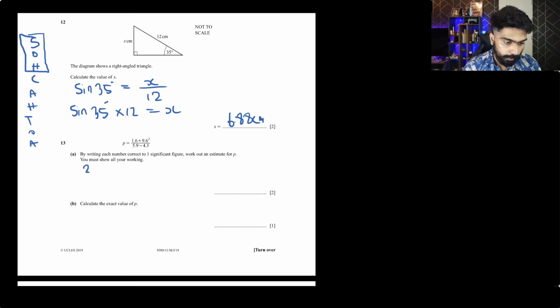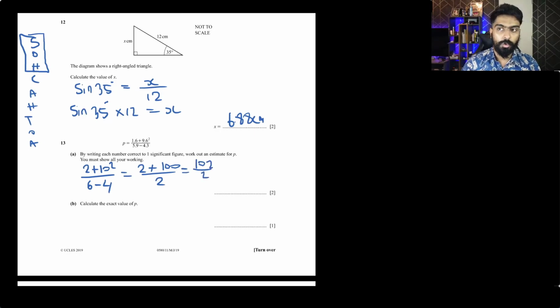We have 2 plus 10 squared over 6 minus 4, right guys? So we have 2 plus 100 over 2, which is 102 over 2, which is equal to 51. So the answer that we have right here is 51. And do not forget to show all of the steps, all right guys?